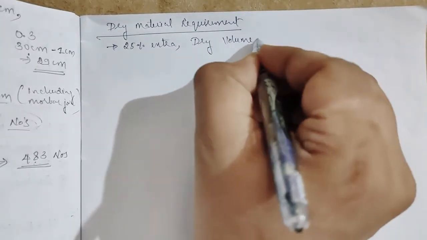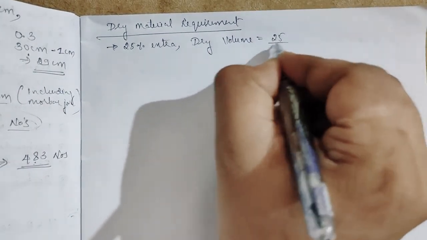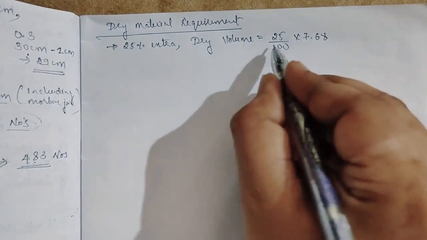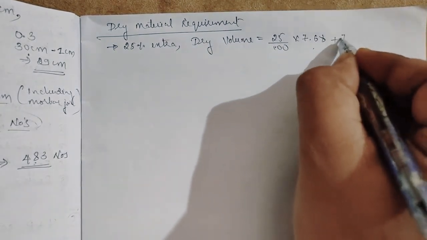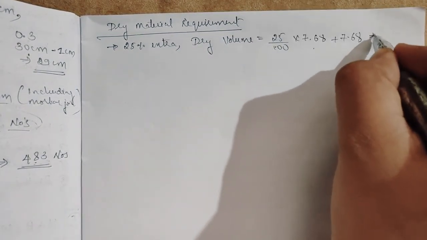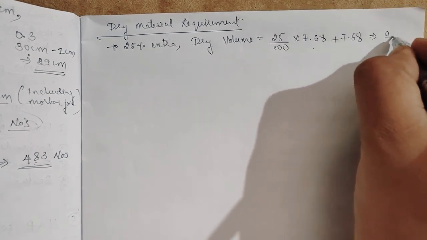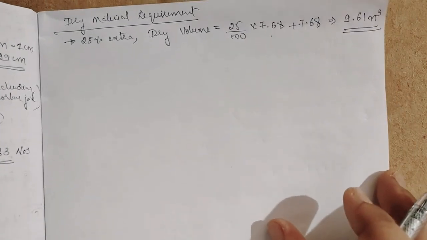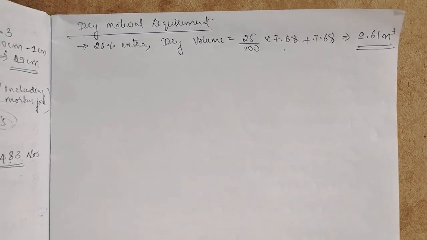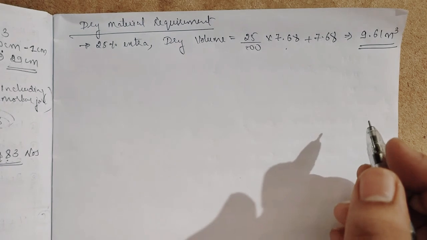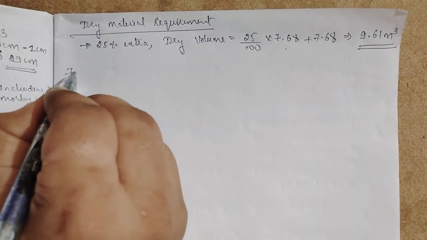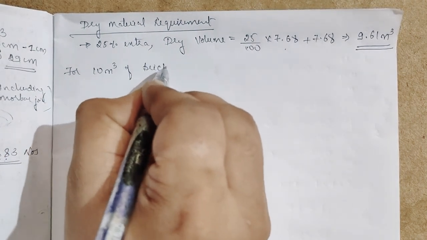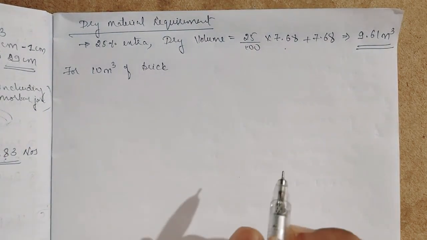Like the old problems we did, that is 25 divided by 100 into the value we got, 7.68, 25% of 7.68 plus 7.68, it will fetch me around 9.61 meter cube. So this is the dry material requirement, 9.61 meter cube. Now for 10 meter cube of brickwork, if you understand this it will be very helpful.